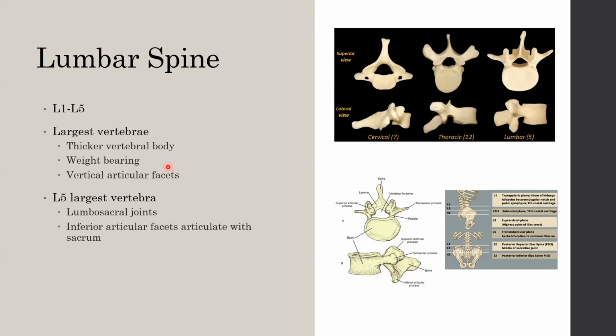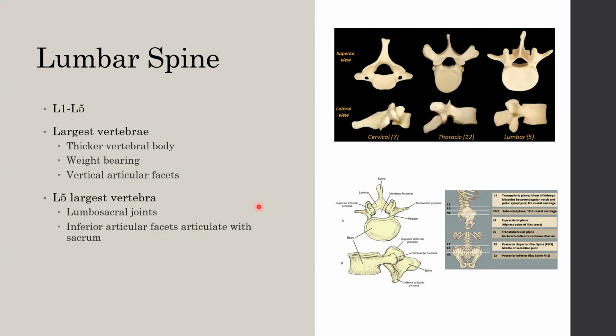What you will also notice about the lumbar vertebra is that the articular facet surfaces are more vertical instead of more of a diagonal direction like we see in our cervical and our thoracic region. Unsurprisingly, the largest vertebra will be our L5. Our L5 is also important for the articulation with the sacrum via its inferior articular facets.